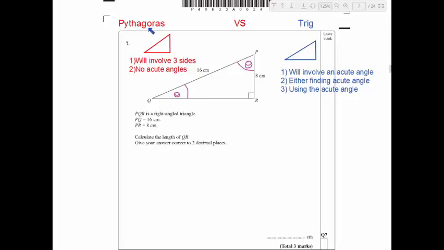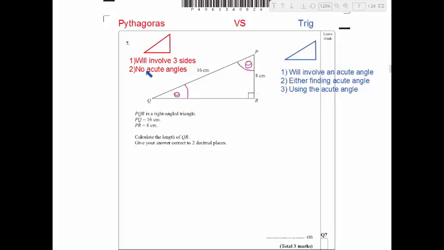How can you tell then when to do Pythagoras? Pythagoras involves three sides. So you'll be given two sides, and you have to use those to find the third side. And if you can see in this question here, it says calculate the length QR. QR is this horizontal edge down here. And of course, we already have the sloped edge, the hypotenuse, and the vertical side.